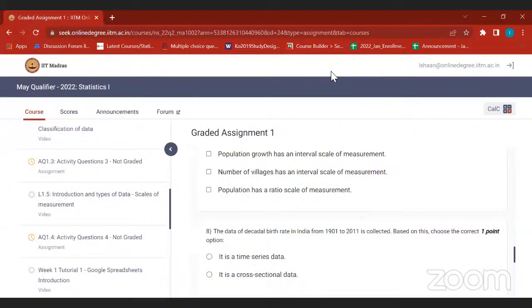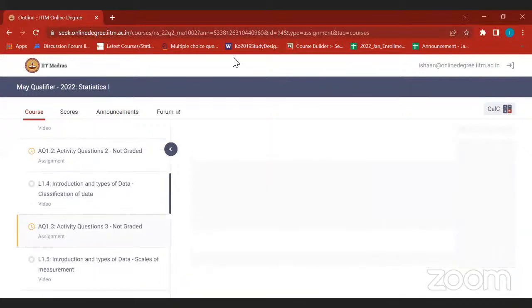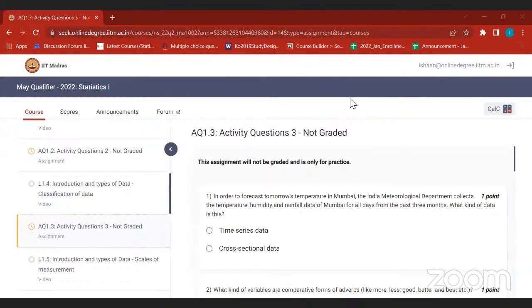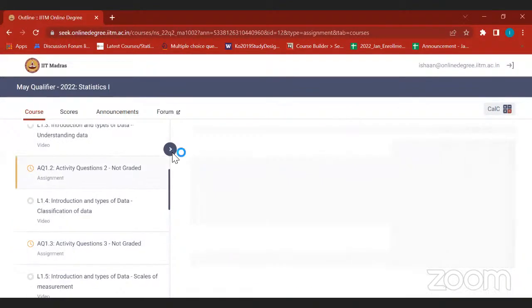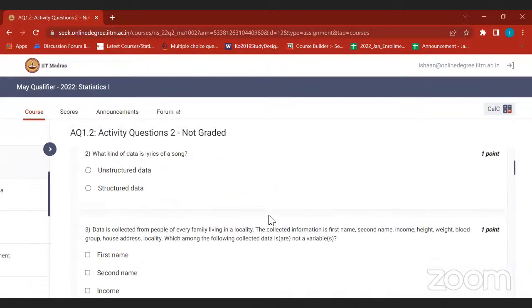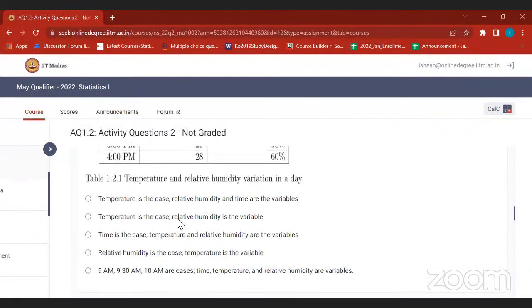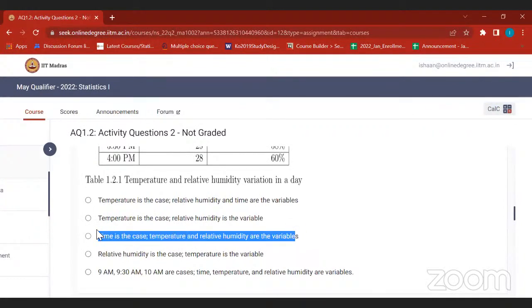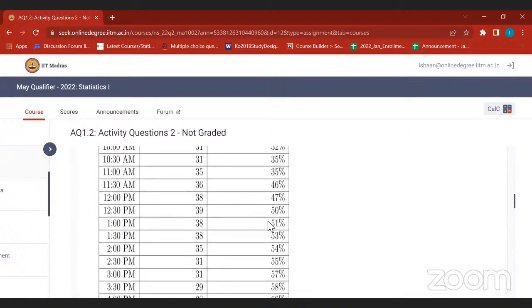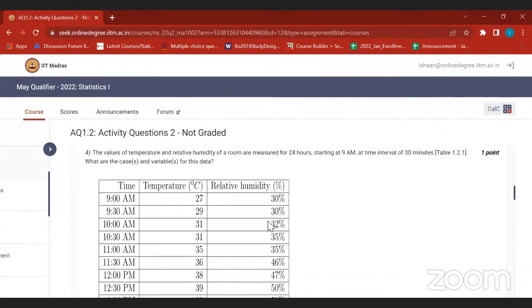Which question are you referring to for an activity? Sir, in activity 1.2, I think. Okay, so question number 4. This one. Sir, in this, why is the third option not correct? That's something related to cases and variables. Okay, what are cases and variables? You know? Yes, sir.